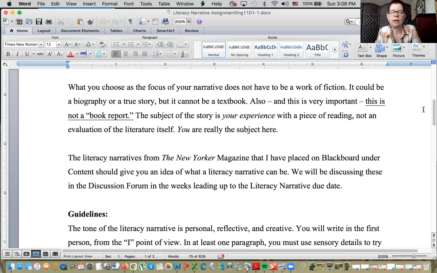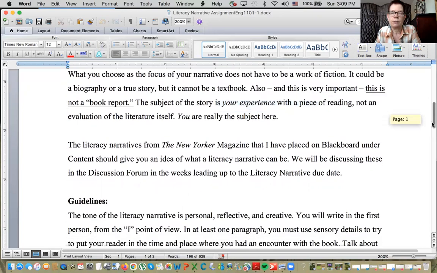And this is important. This is not a book report. Notice that I underlined it. It's not a book report. So the subject of the literacy narrative is not to critique the book, not to give 5 stars, 2 stars, not to go into the details of it so much, but your experience with that piece of reading, right? So really, you are the subject of the literacy narrative, not so much the book.